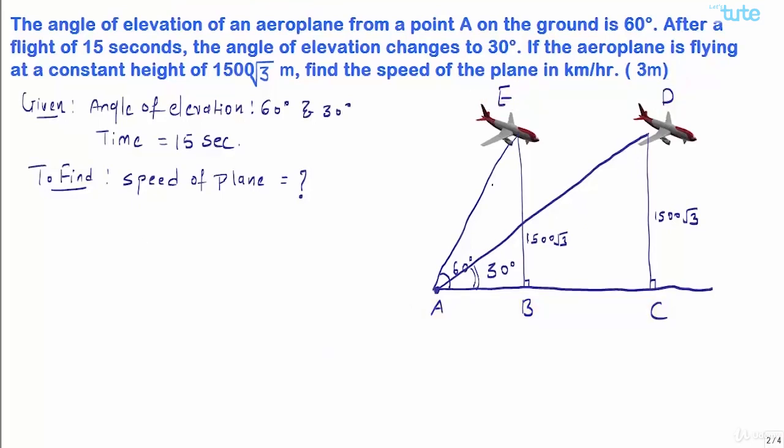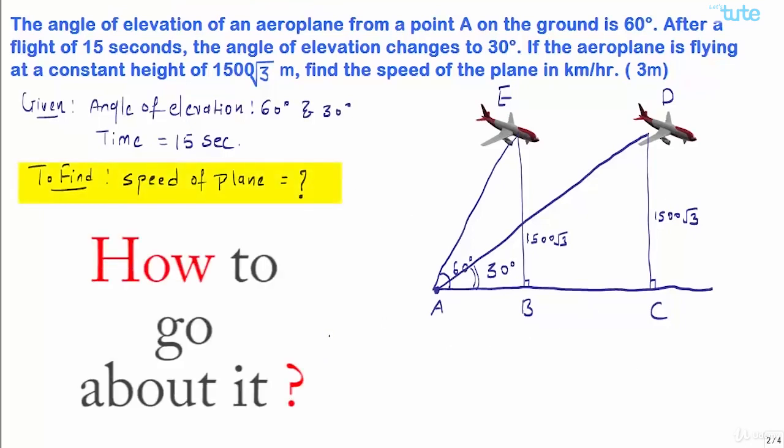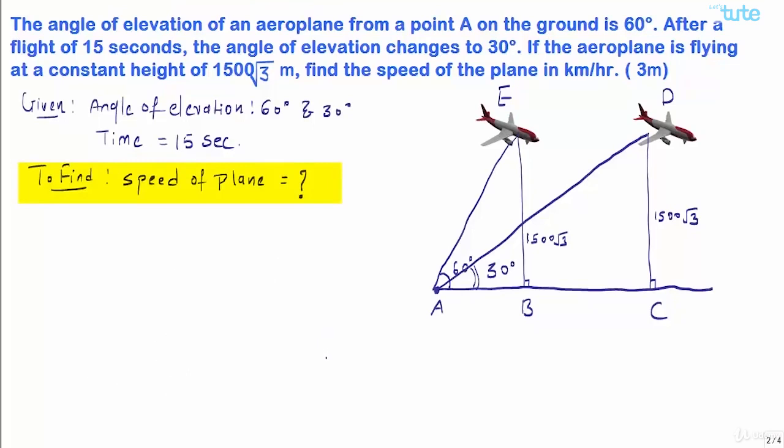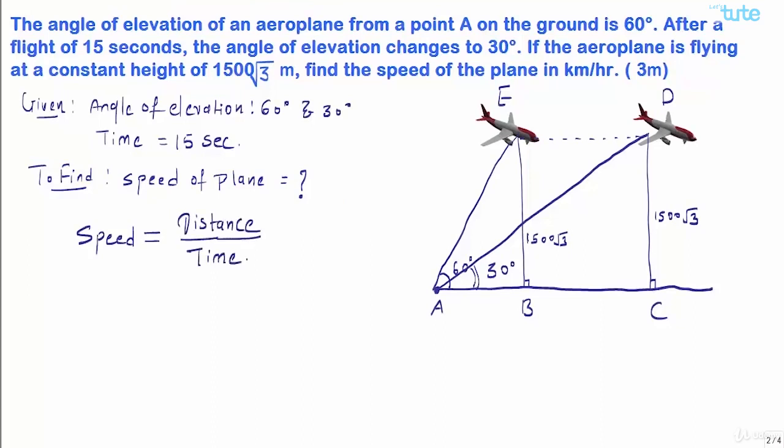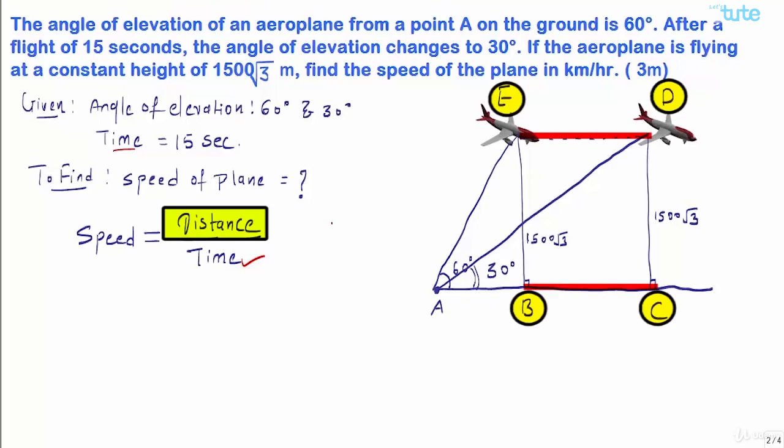Now to solve any question, we should always know what we have to find out and how to go about it. Friends, since we have to find out the speed of the plane when displaced from point E to point D, but we also know that in trigonometry there is no direct formula to get the speed. But yes, we know that speed is measured by the distance travelled per unit time. So we know the time, we have to only find the distance. That is, we have to find out either the distance ED or BC because they both are equal.